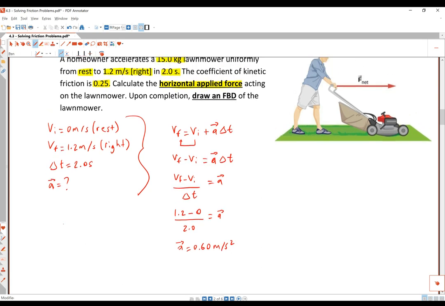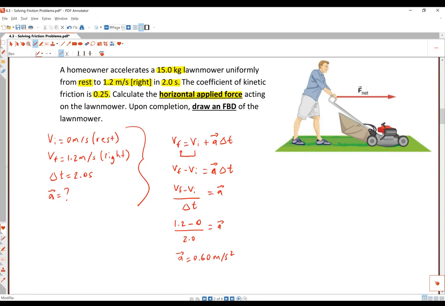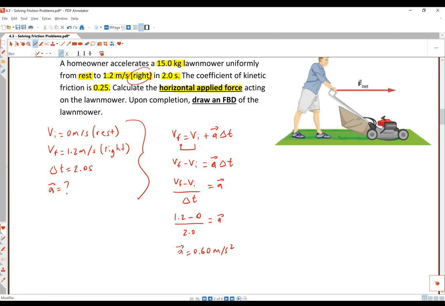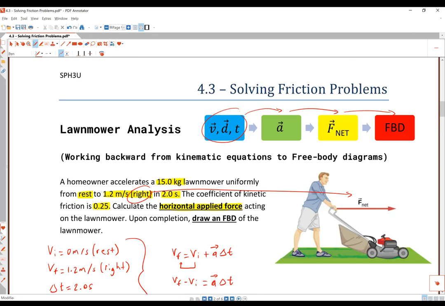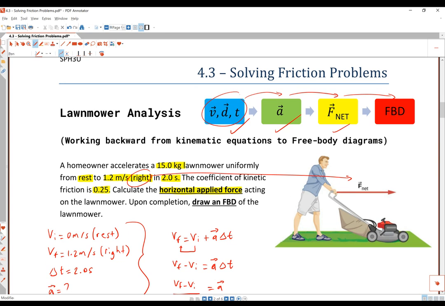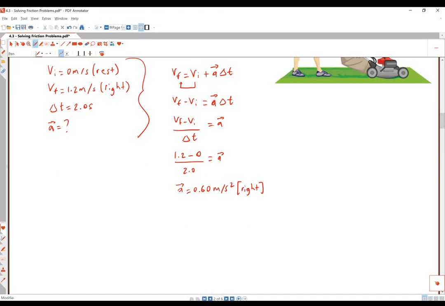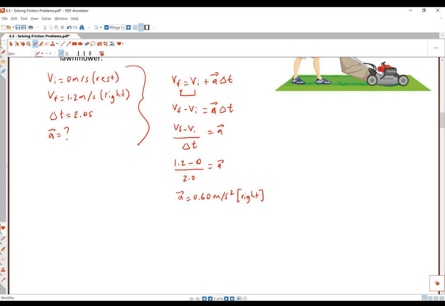Since acceleration is a vector, it needs a direction. Since it is being pushed to the right, and our velocity or motion is going to the right, our acceleration is also going to be towards the right direction. Now, we have our kinematic equations, we have acceleration. The next part that we can do is our net force. Over here, we can do F net is equal to mass times acceleration.